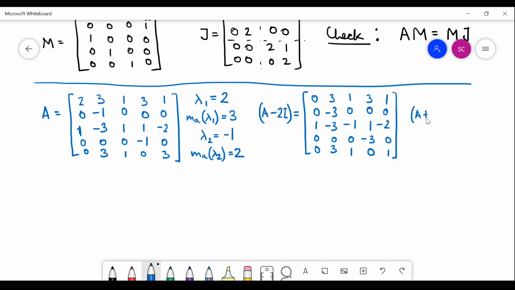Also you have to find out A plus I, right? A plus I, which would be, find out that this is 3 0 1 0 0 3 0 minus 3 0 3 1 0 2 0 1 3 0 1 0 0 1 0 minus 2 0 4. These are your A minus 2I and A plus I.